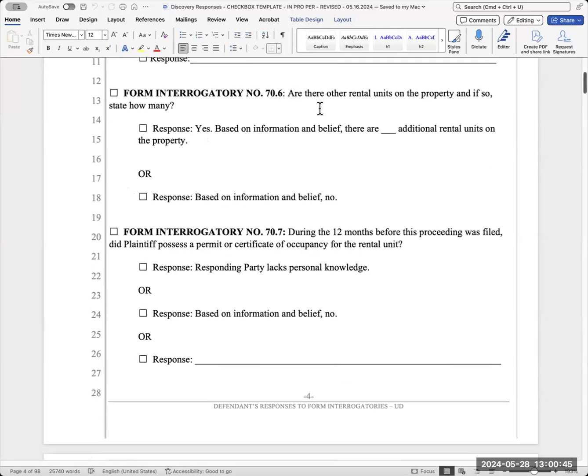70.6, are there other rental units on the property? And if so, state how many. This is a good example of a question that both the plaintiff and the defendant could easily answer. The information is readily available. It's right there. If you walk around the building, wherever you are, is it a single family home? Then there's no additional units. It's just one, unless they've separated the single family home into other additional rental units.